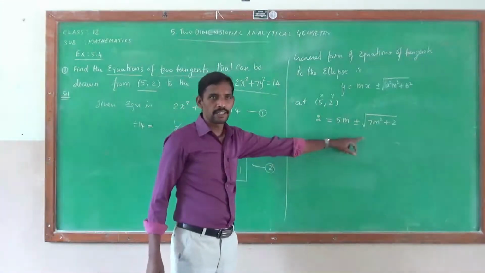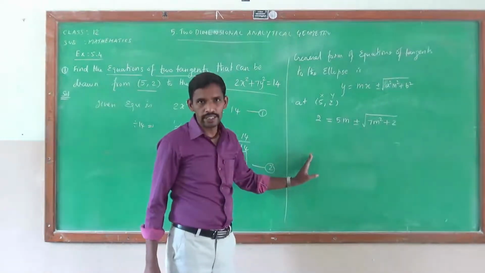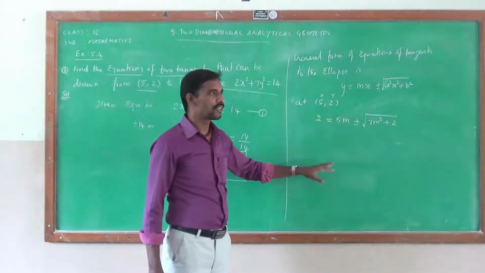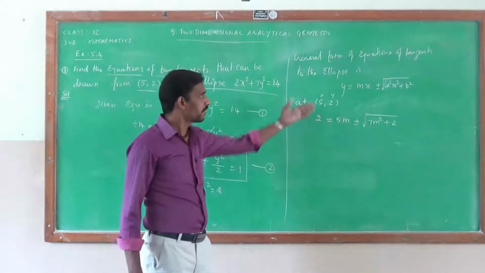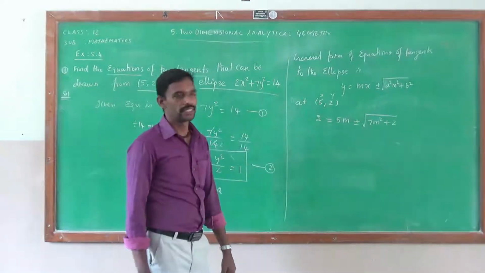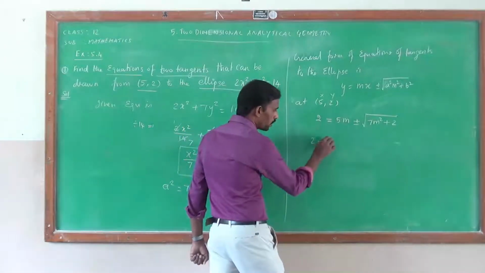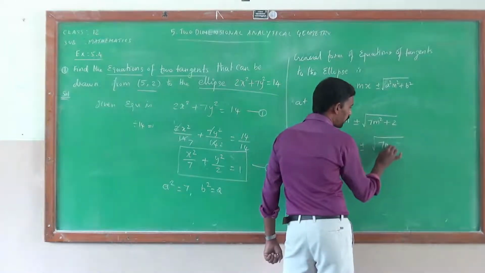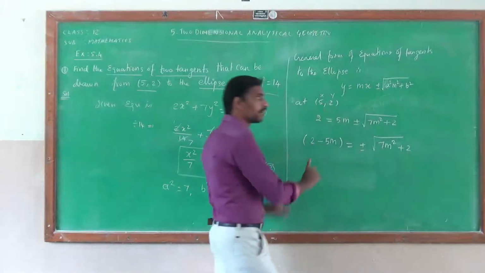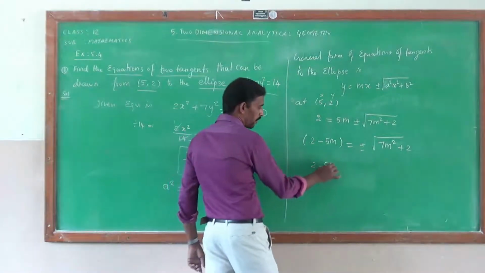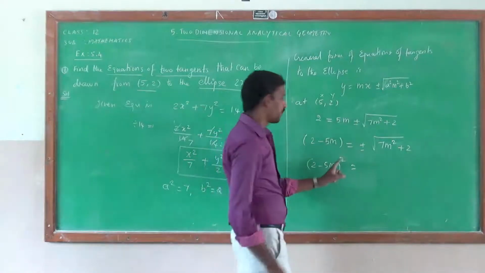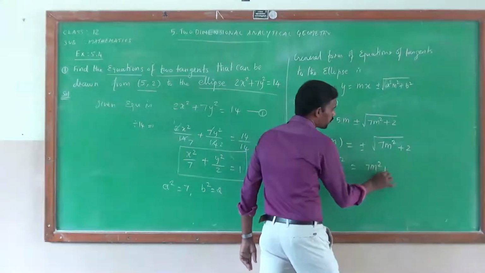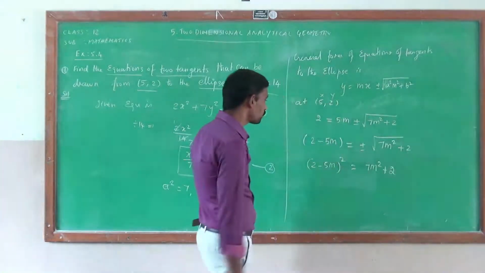Now we want to cancel the root. We get a quadratic equation in m, then we solve it and find the values of m, and then we can easily find the equations of the tangents. So now the final form: 2 minus 5m is equal to plus or minus square root of 7m square plus 2. Squaring on both sides, 2 minus 5m the whole square is equal to 7m square plus 2, and the root is cancelled.